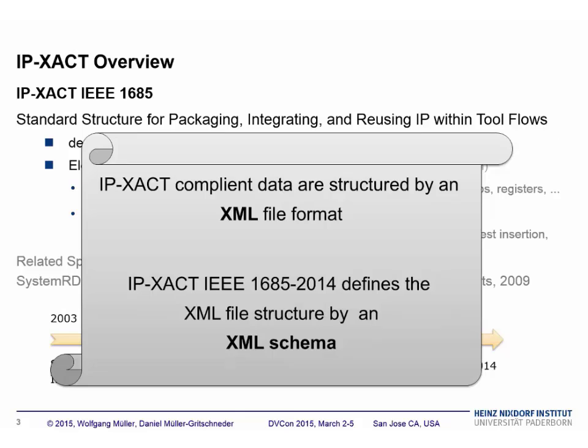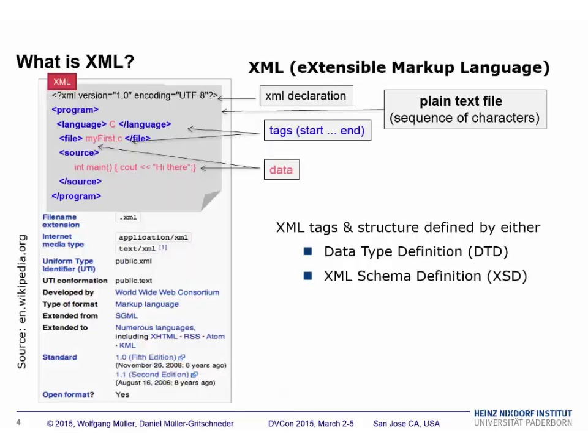So just a short look at what XML is. The way these XML files are written is defined in a so-called XML schema. There exists an XML schema for IP-XACT, which you can just download from the Accellera website. If you're familiar with HTML, XML looks very similar. You have these tags. For example, here we have a tag program, and for this program we have some subtags, which are the language, the file name, and some source information. So that would be an XML file, a filled-out model.